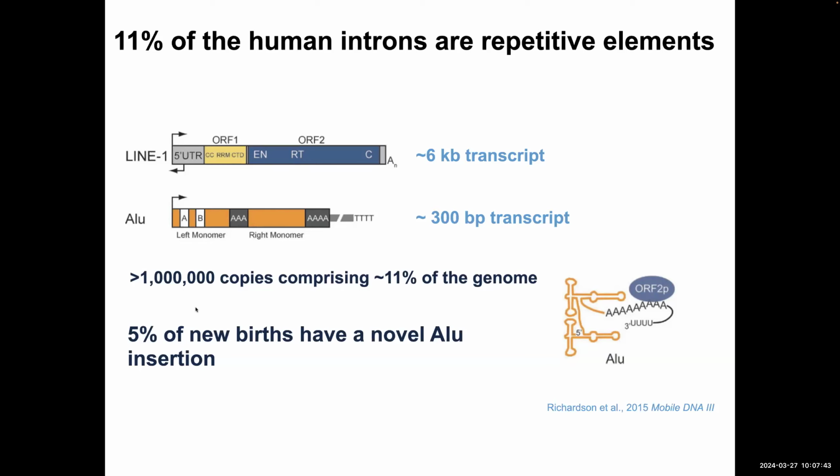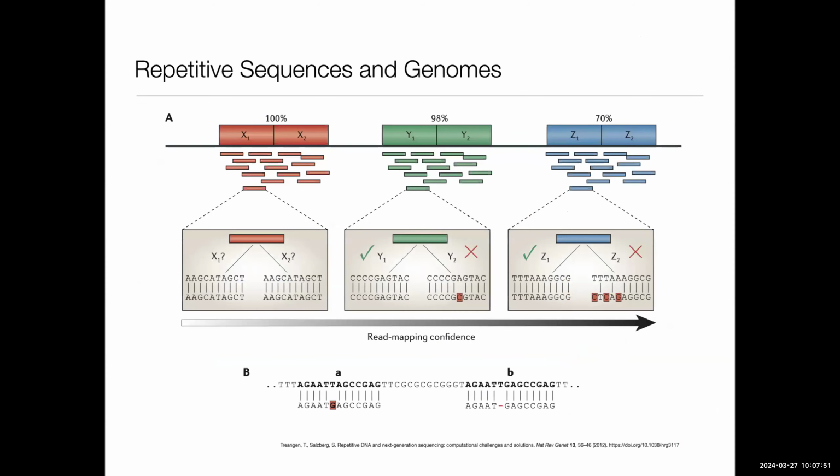function, of. The other thing to think about is that it's estimated that about 5% of new births have a novel Alu insertion. So some of these are still active as well. Now, repetitive sequences have always been a challenge in genomics, simply because if you don't have long enough reads, you really have challenges of where to align reads. If a sequence is repetitive, you don't know whether to align it to the red, green, or blue, especially if your sequencing accuracy isn't too high.